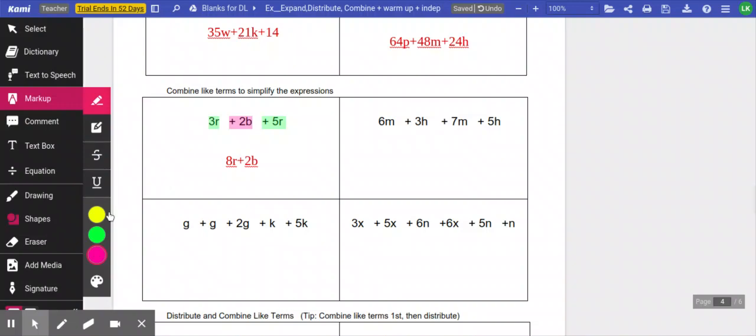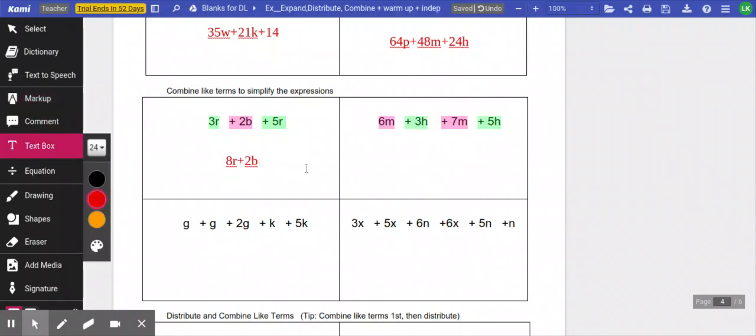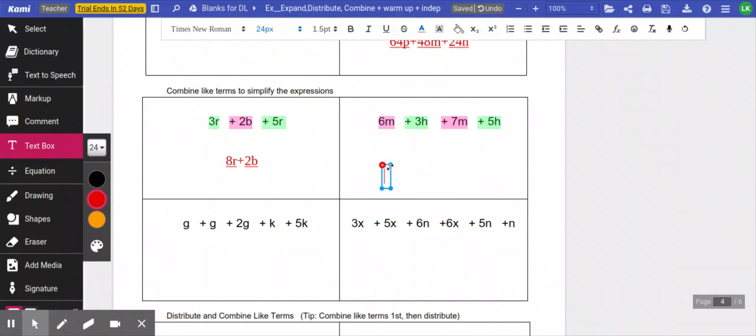Let's try another one. M's. I'm going to highlight all of my M's in the same color. And the same with my H. And again, if it helps you think about it, you can pretend it's food for right now. Lots of people like to identify with the food. So 6M and 7M. Maybe the M is muffins. 13M. And 3 and 5, 8H. Maybe those are hot dogs.